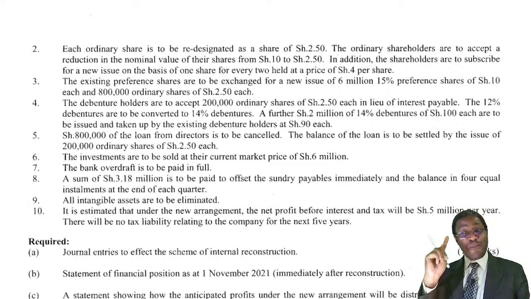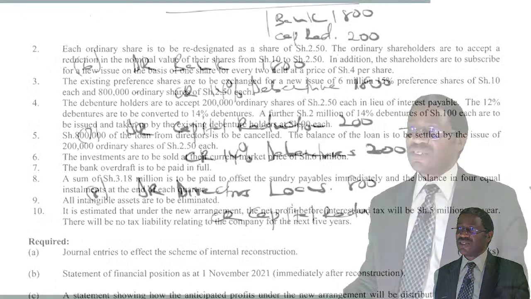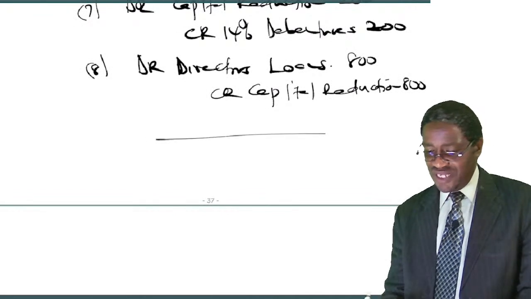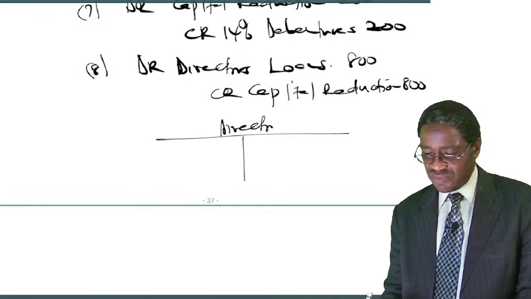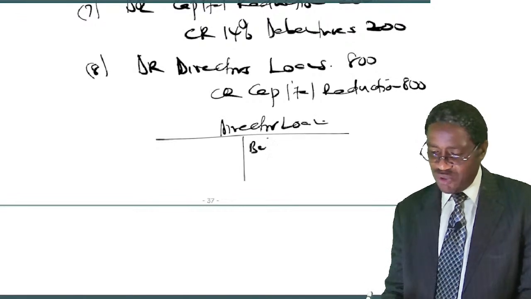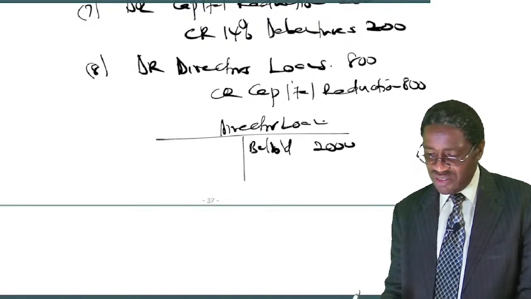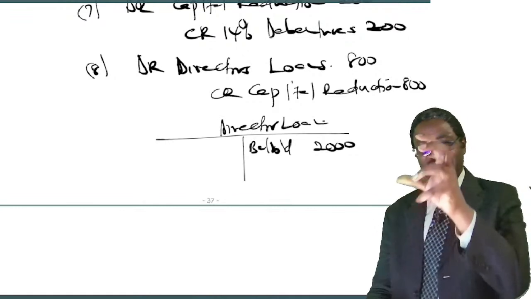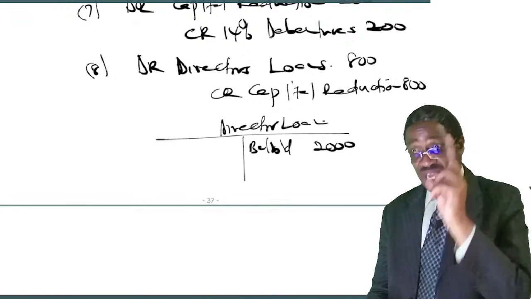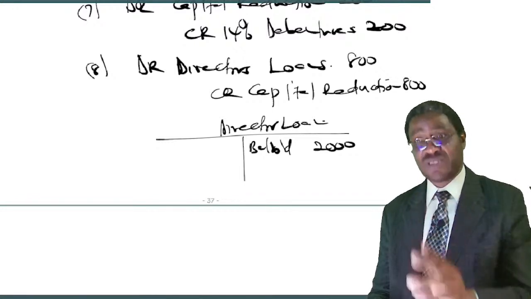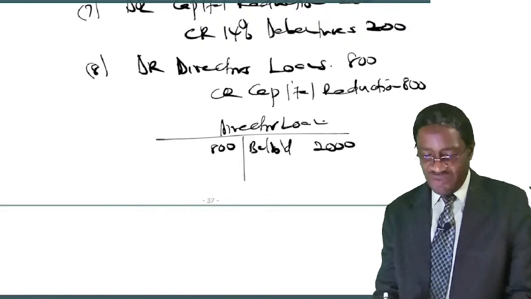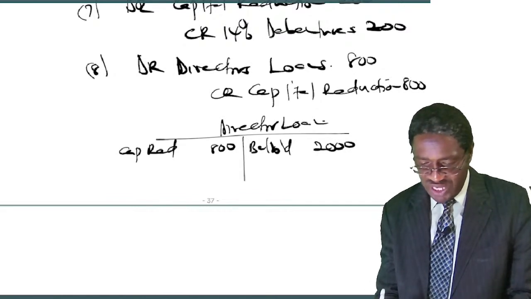Listen, the balance. Let me put it clearly in terms of a ledger so that you can see. If this is the account called directors' loans, the balance brought down is 2 million. We called them into a meeting and they were willing to write off 800. That's what we have already incorporated: debit directors' loans by 800, and we have credited capital reduction. That one we have already agreed.